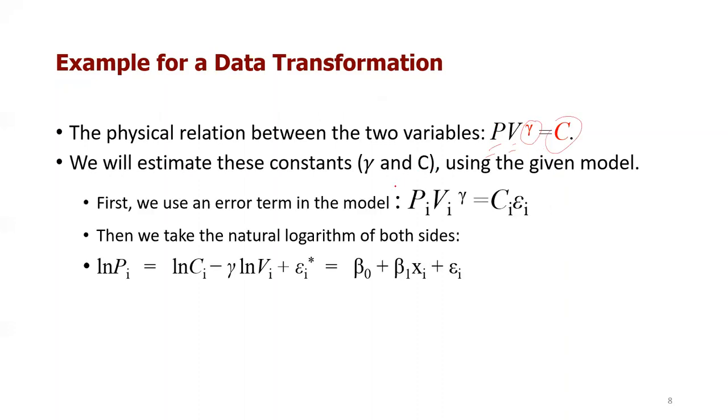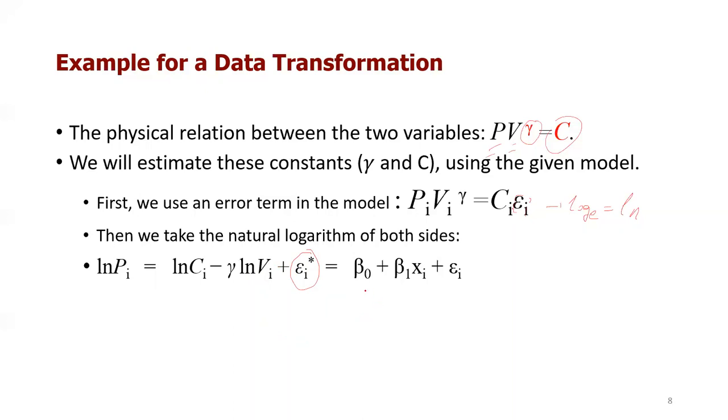So first we use an error term in the model. So this is a multiplicative error term. Let's multiply it with the error term epsilon i here, okay? Then take the natural logarithm of both sides. So just take logarithm of P and logarithm of C here. What I mean by logarithm is just take the logarithm in base e. So ln of Pi is equal to ln of Ci minus gamma times ln of Vi plus epsilon i star, right?